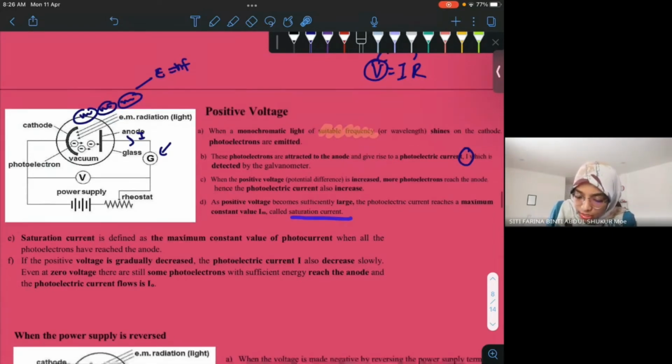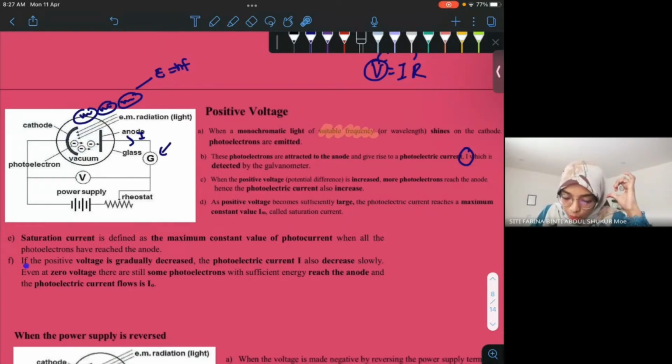Okay, saturation current ini is defined as the maximum constant value of the photocurrent when all the photoelectrons have reached the anode. So indicator untuk kita tahu when we have reached this saturation current adalah when all the photoelectrons have reached the anode. Maksudnya kita dah keluarkan semua elektron daripada permukaan cathode ini dan semua elektron ini dah berjaya sampai ke anode.